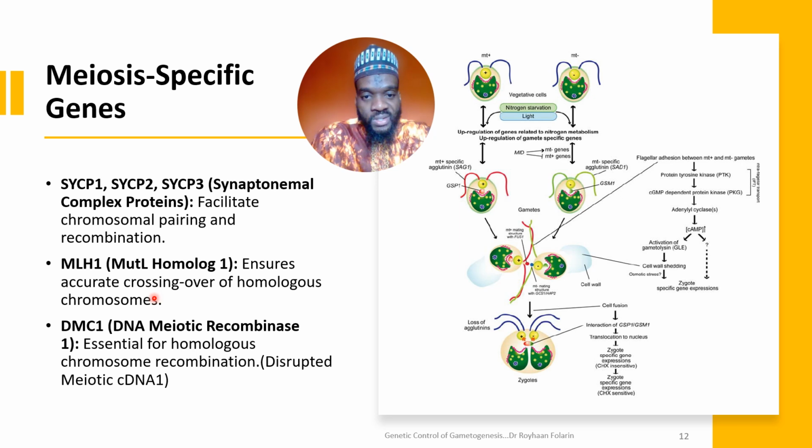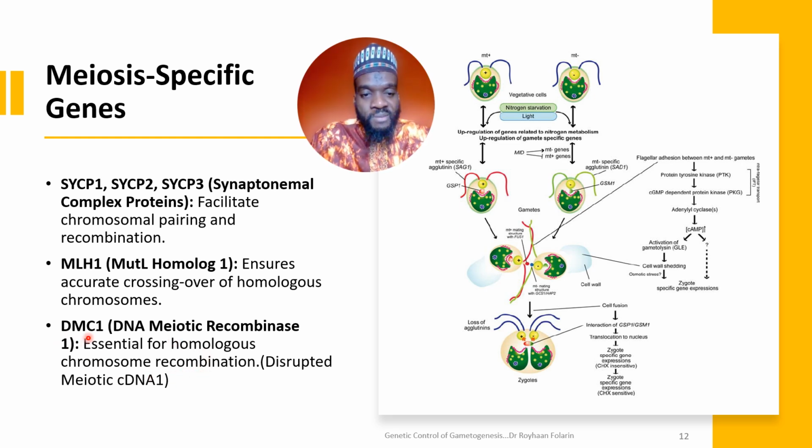So it ensures the accuracy of the crossing over of homologous chromosomes. While you have DMC1, which, the new name is DNA meiotic recombinase 1. It's very essential for homologous chromosome recombination.